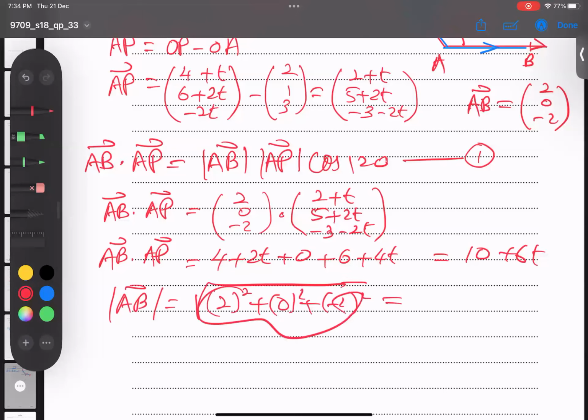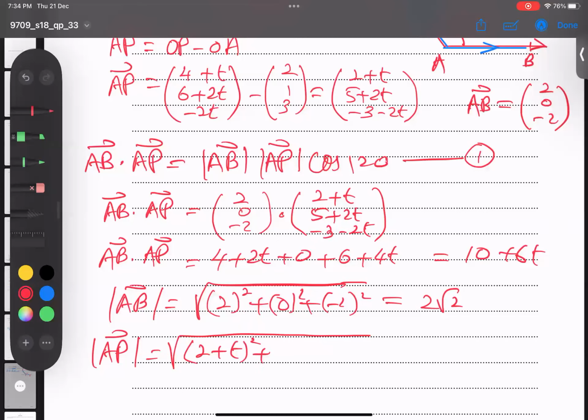This is a little bit of a tough task, get ready for it. So the square of this, I can say 2 plus t whole square. Square of the next value, 5 plus 2t whole square. And third, negative 3 negative 2t whole square. A tough task is going to come. That is why I have given many pages. Come back.